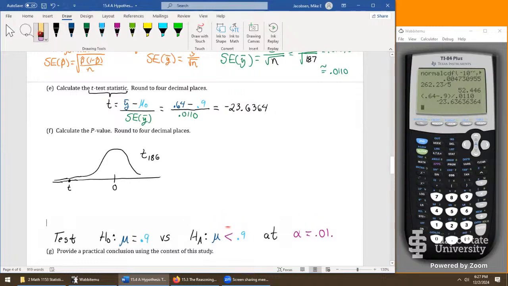So that's a t-test statistic at negative 23.6364. Our p-value goes this way because it's a left tail test. Let's put in those same inputs as before. Input 1, lower, is negative 10 power 99. This is input 2, the negative 23.6364 here. 186 is input 3, degrees of freedom.